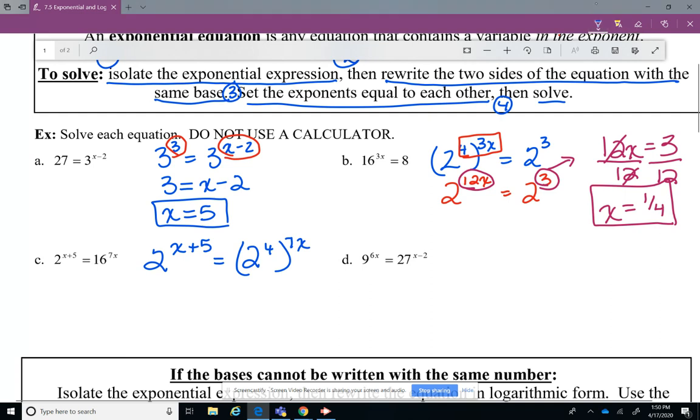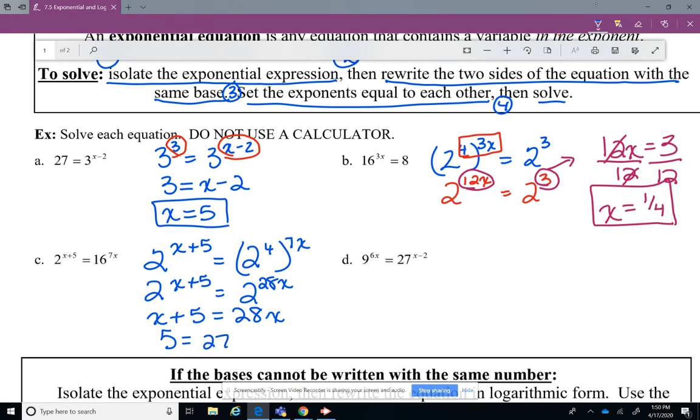All right, we're going to multiply the 4 times the 7. So it's going to be 2 to the x plus 5 equals 2 to the 28x. All right, the next step is to set the exponents equal to each other. So I'm going to set x plus 5 equal to 28x. Subtract x from both sides, and you'll get 5 equals 27x. Divide both sides by 27, and you will get that x equals 5/27.